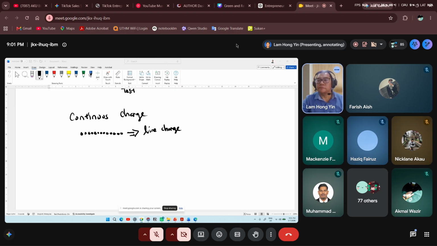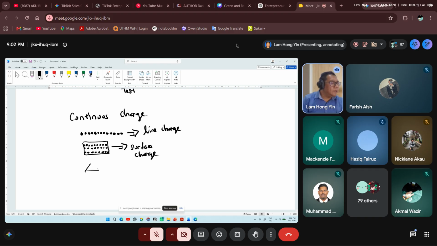Okay. Then if I arrange my point charges in an area, so I have a few line charges arranged properly, it will become something like this. And we call this the surface charge.